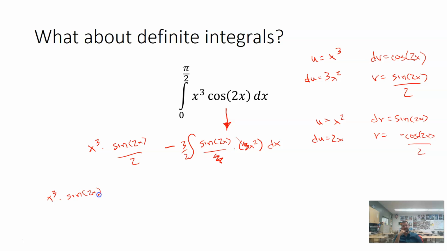I would have as my answer, and I'm still not done yet, and I'm going to stop here in just a second because I'm going to run out of screen. But I've got minus, I've got the 3/2 here, and then this. If I take this antiderivative, I'm going to have u times v, so I'm going to have x squared times negative cosine of 2x divided by 2 minus v, negative cosine of 2x divided by 2 times du, which is 2x. The 2's will cancel out.